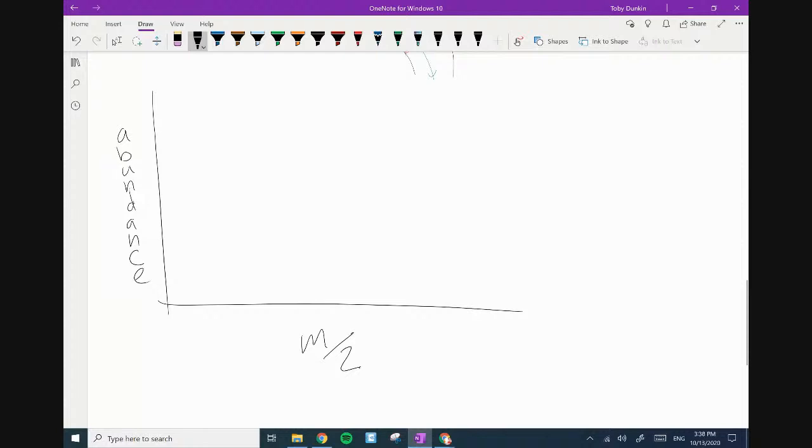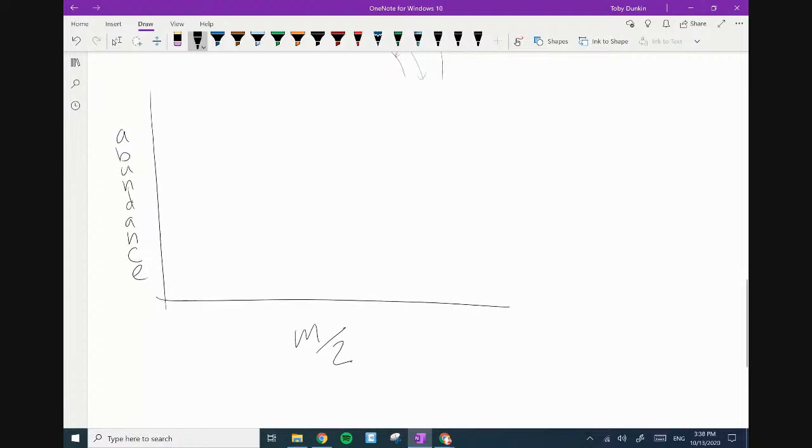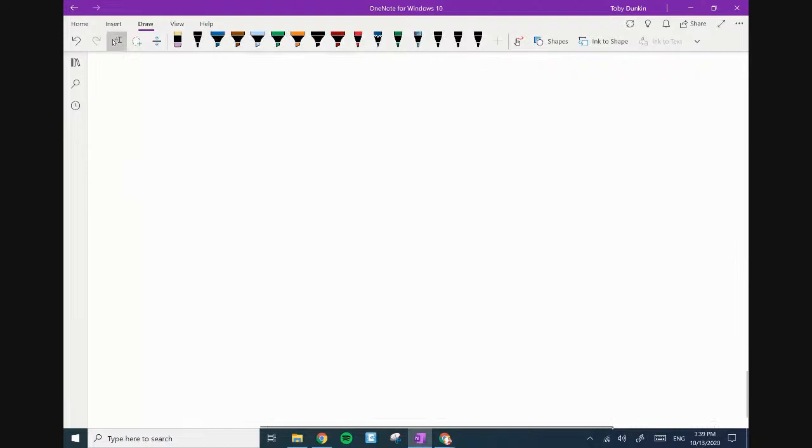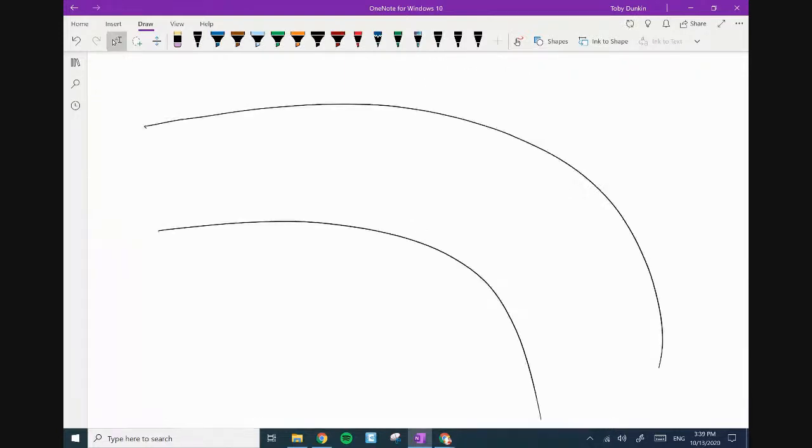So when you run this, you slowly turn up the m over z, going from 0 to, let's say, 30. And we're going to put in magnesium. Magnesium has 2 isotopes, Mg24 and Mg25. As we increase the magnetic field, nothing is seen, because of what's happening in the machine at low Gauss. The Gauss is what magnetic field is measured in.